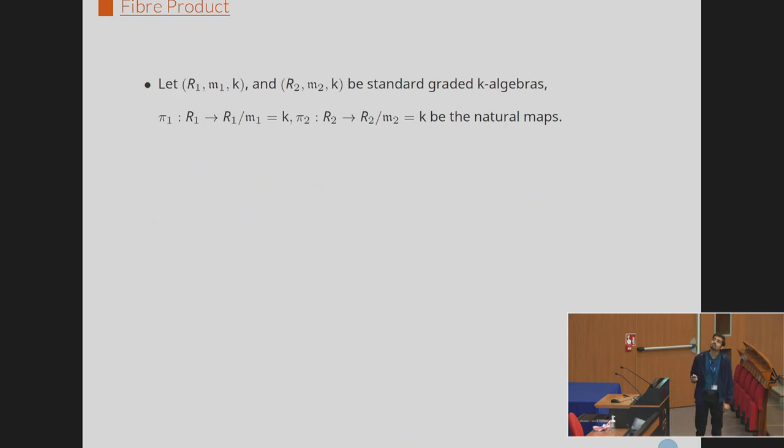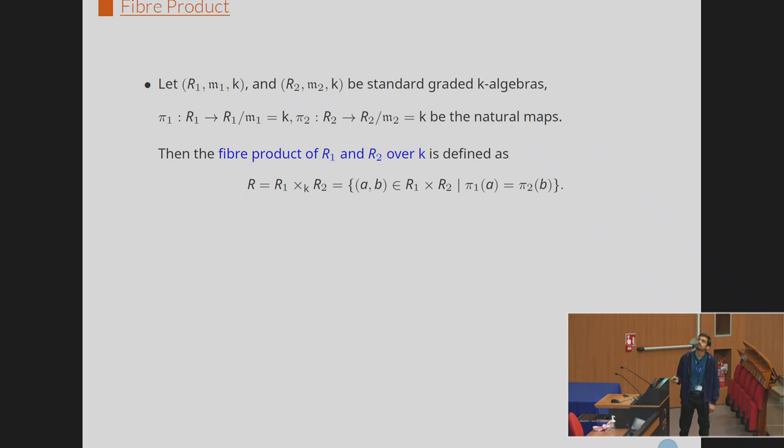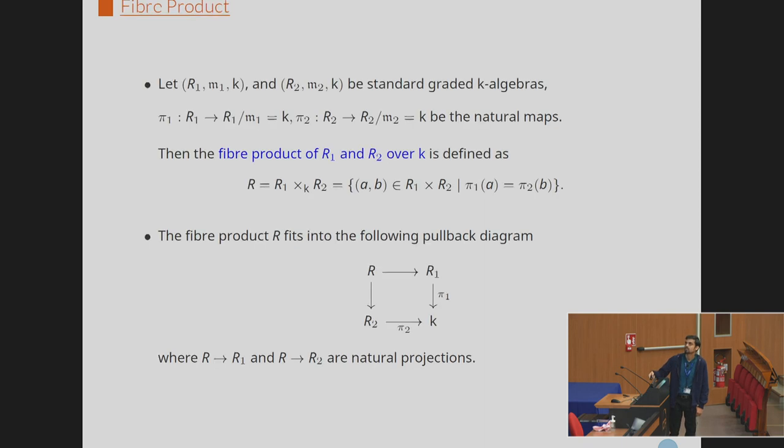Suppose you have two standard graded K-algebras with the same residue field K. Let pi1 and pi2 denote the usual projections. Then, as the name suggests, the fiber product is defined as all ordered pairs (a, b), where a comes from R1, b comes from R2, such that pi1 of a is equal to pi2 of b. And this fiber product fits into this Cartesian diagram.